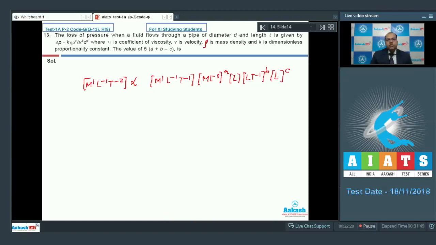So if I compare the powers of M, L and T on both sides and solve, then the value of A comes out to be 0, value of B comes out to be 1, and the value of C comes out to be minus 2. So in the given question, we have to calculate the value of 5 into A plus B minus C, and it comes out to be 5 into 0 plus 1 minus of minus 2, that is plus 2. So it comes out to be 15. So the correct answer for question number 13 is 15. Let's move to question number 14.